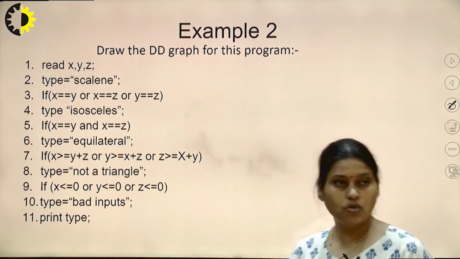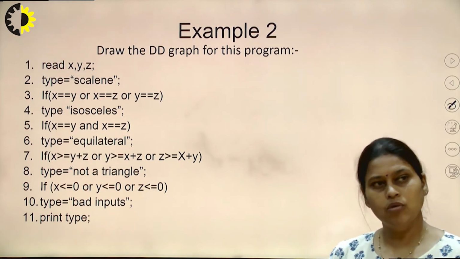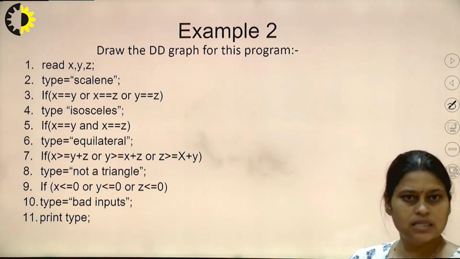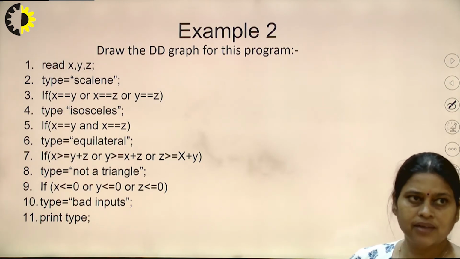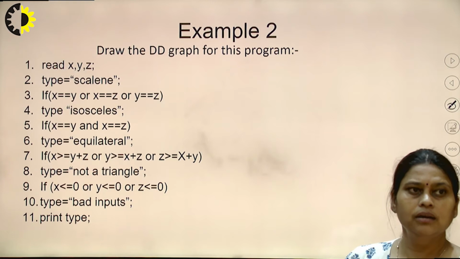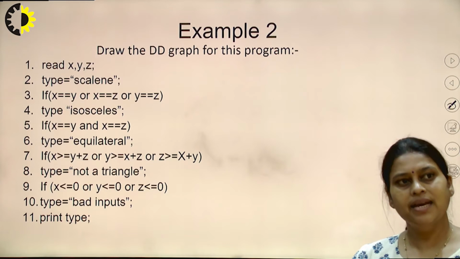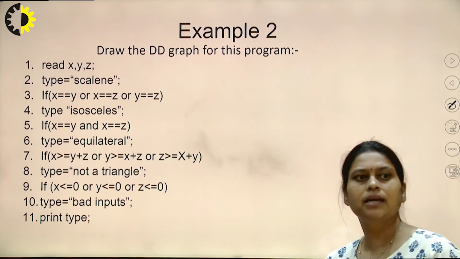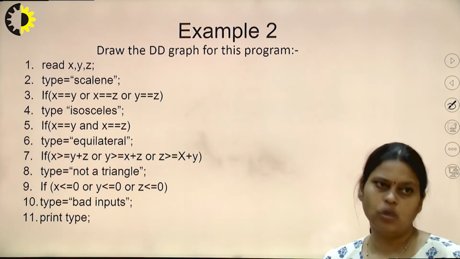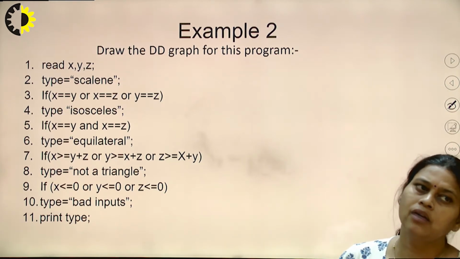The first statement is read x, y, z and type is scalene. Now we come to the third statement: if x is equal to y or x is equal to z or y is equal to z, then type is isosceles. If x is equal to y and x is equal to z, then type is equilateral. Then again, because it is a ladder if condition, if x is greater than or equal to y plus z or y is greater than or equal to x plus z or z is greater than or equal to x plus y, then type is not a triangle. If x is less than 0 or y is less than 0 or z is less than 0, then type is invalid input.